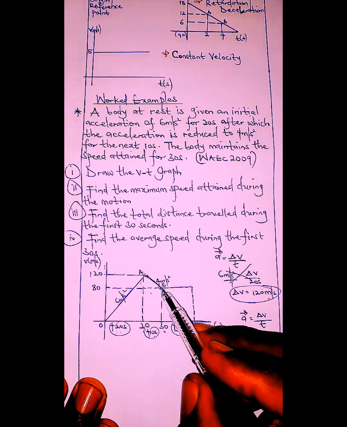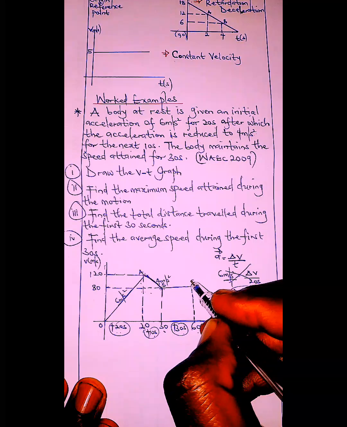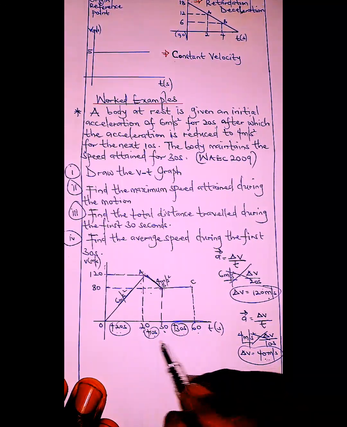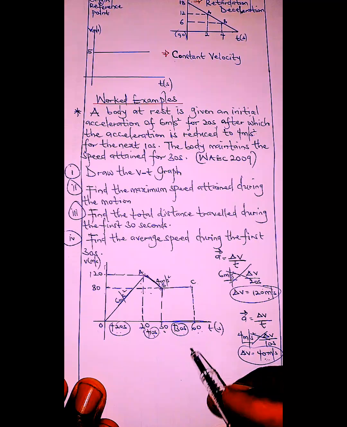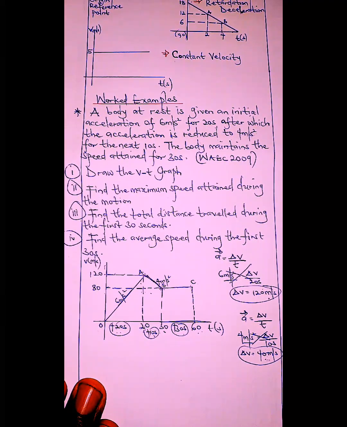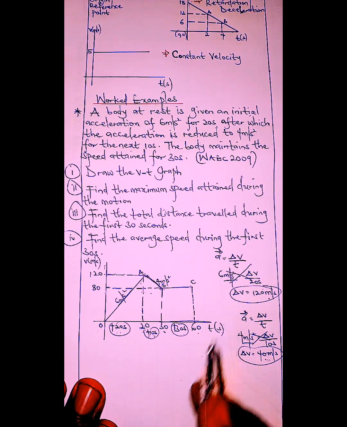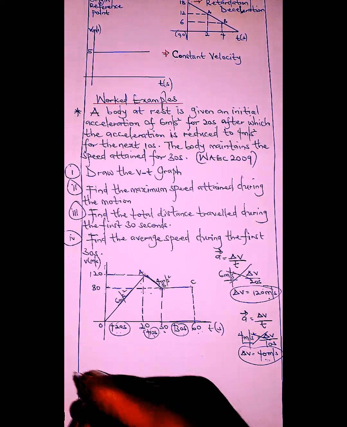Then it took the same body another 30 seconds to move from point B to a new point C. So altogether about 60 seconds: 20 plus 10 is 30, plus another 30, 60 seconds. So this is how to draw this velocity time graph, as simple as that. So it's high time we solved for other things. This is the perfect velocity time graph. So let's solve for other questions.